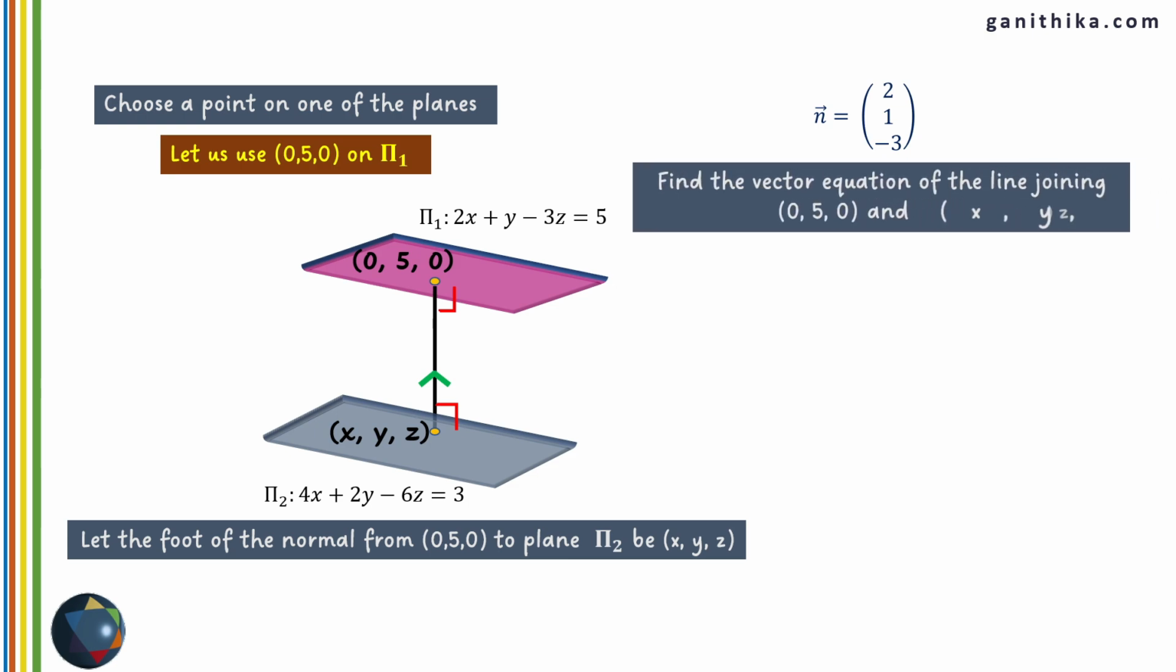Now let's find the vector equation of the line joining the points 0, 5, 0 on the first plane and xyz on the second plane. So how do you find the vector equation? Let's call these a and b.